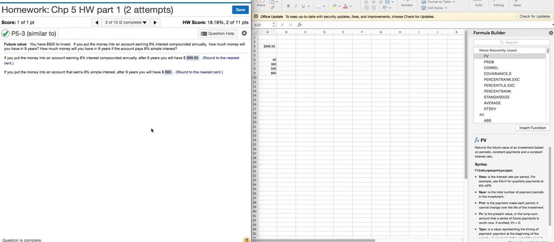And so we can see that with compounding interest, there is a considerable difference, especially depending on the interest rate and the length of time that we have the investment outstanding. So you can see there's a big difference between compounding interest and simple interest.